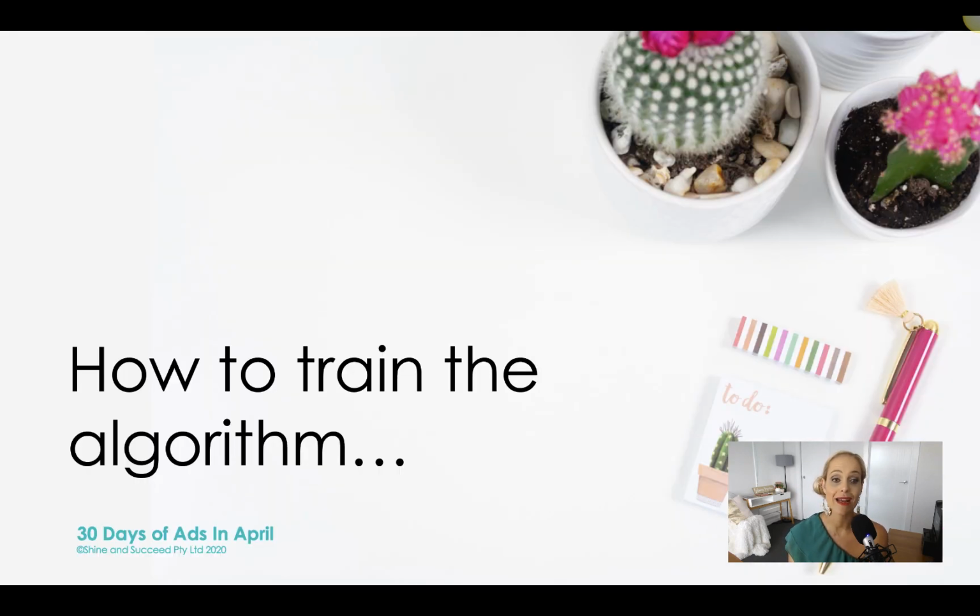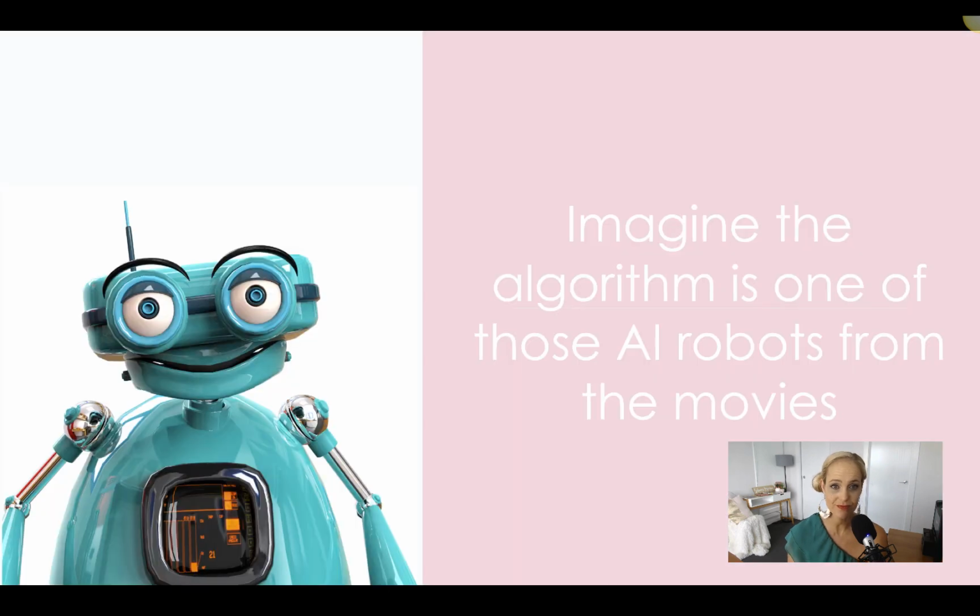So let's talk about how to train the algorithm. How on earth do you train the algorithm when you're just starting out? I want you to imagine that the algorithm is one of those AI robots from the movies. If you saw the movie, I think it was called AI with Robin Williams. He was one of those AI robots. I love that movie. Literally think of the algorithm as an AI robot.